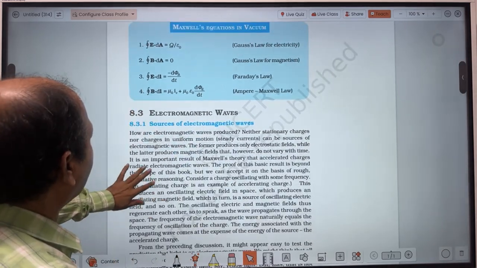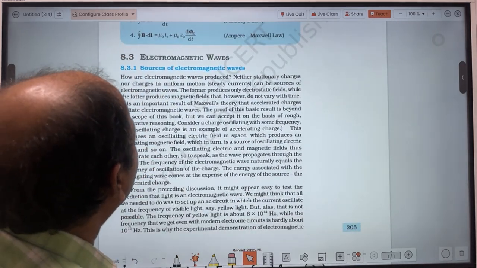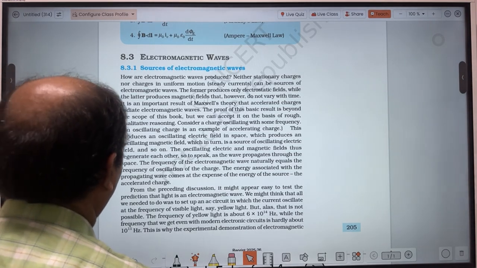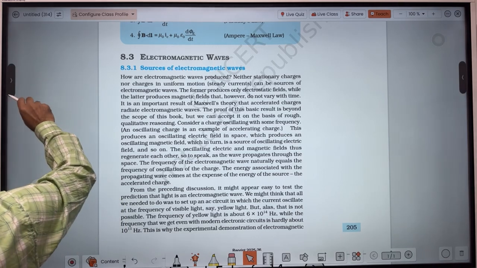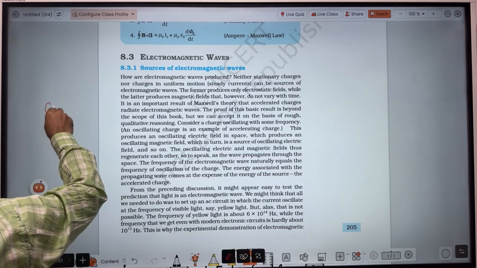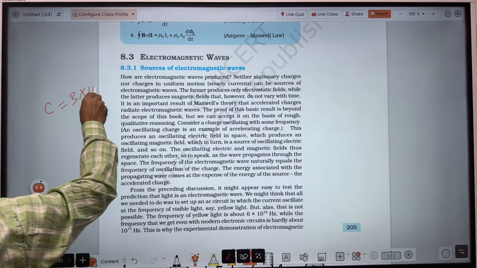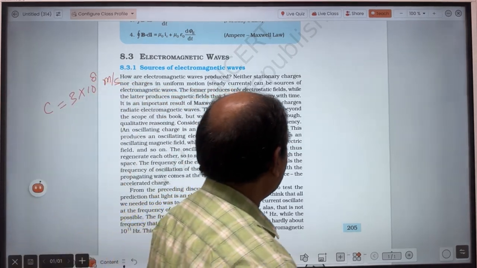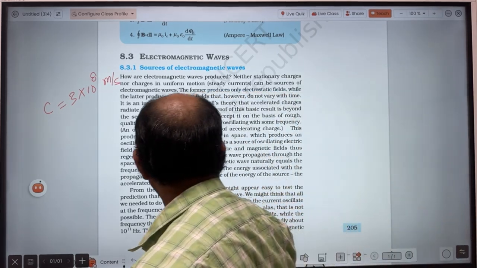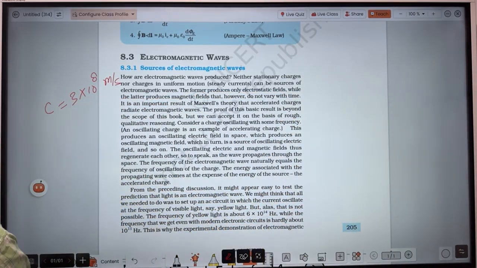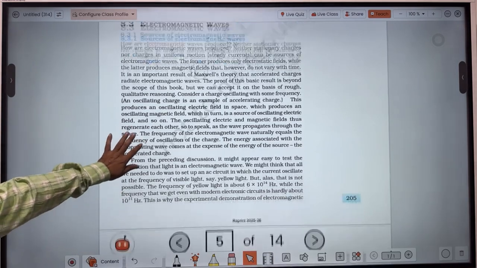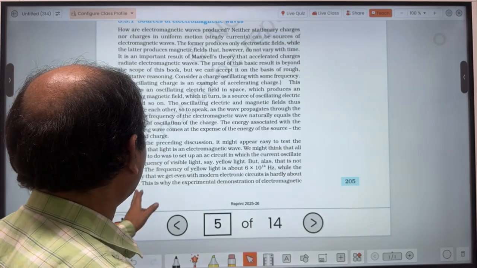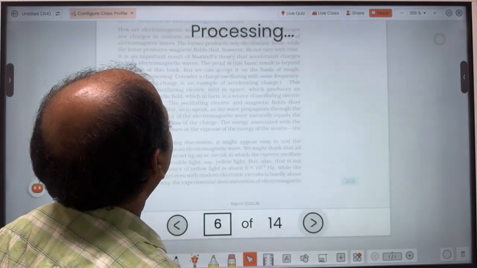Now we are going to see electromagnetic waves. So if there is an accelerated charge, then it will give rise to electromagnetic waves, and the speed of electromagnetic waves is c equal to 3 into 10 to the power 8 meter per second, irrespective of the wavelength, means all the colors have the same speed, right? Here some more information is given that you can read.